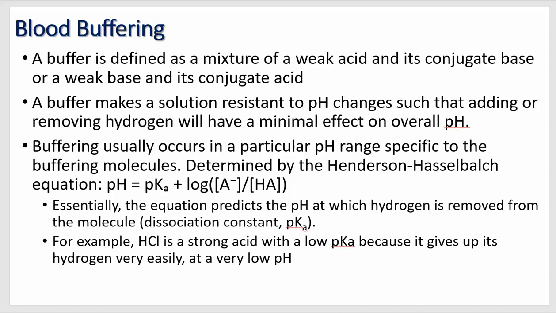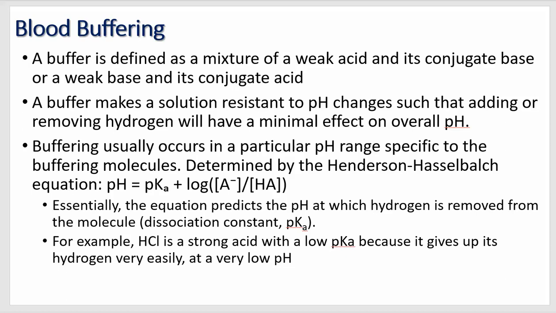Okay, so we're going to see a graph on the next page that explains this a little better, but it's saying, at what pH am I going to take on a hydrogen or give up a hydrogen? What pH is in the middle, and what's my range? So essentially the equation predicts the pH at which hydrogen is removed from the molecule, so that's a dissociation constant, or the pKa, for A for acid.